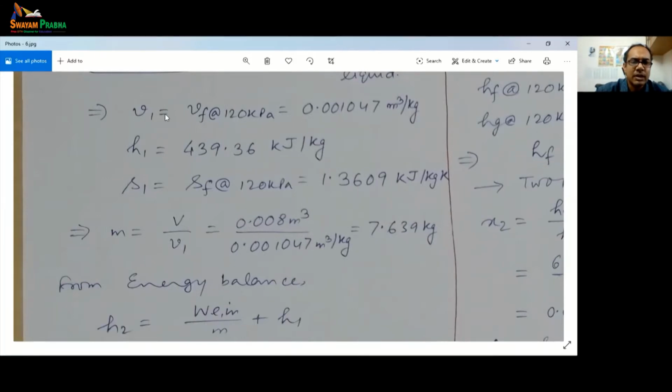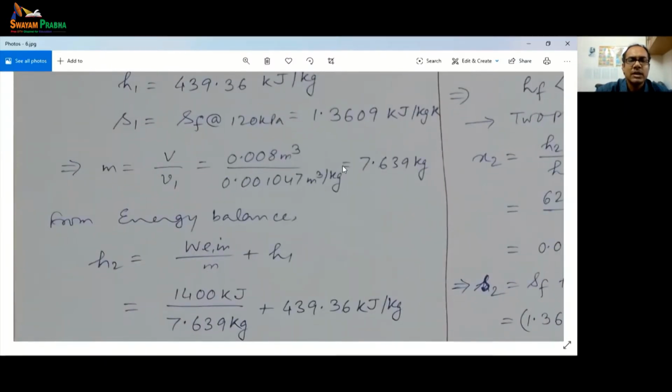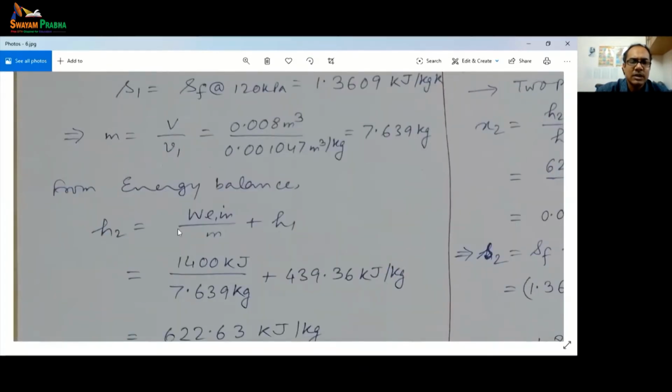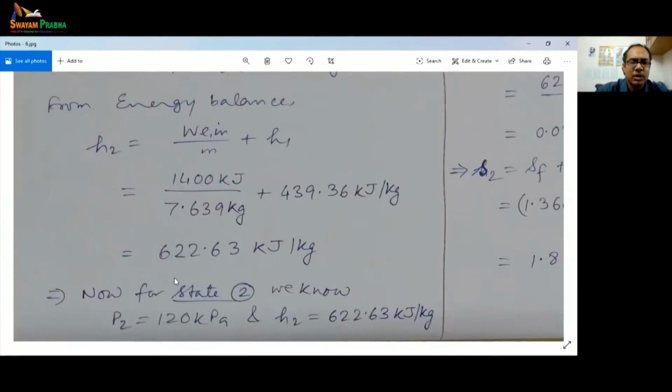Okay, so all these things you can look up from the table. Once you have the specific volume and you know the initial total volume, you will be able to find the mass. Mass will be total volume divided by the specific volume. That way you find the mass to be 7.639 kilogram. So in the equation we now know both mass and h1, and W_e is given. So h2 you can calculate by putting all those values, that is 622.63 kilojoule per kilogram.